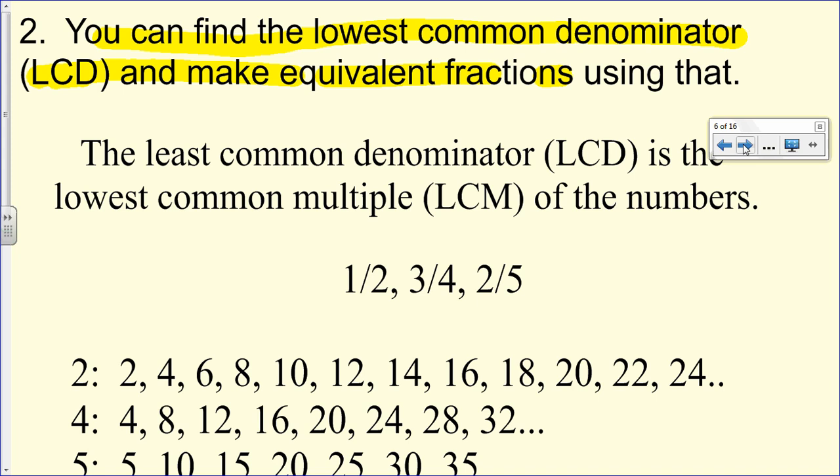The second way is you can find the lowest common denominator, or the LCD, and make equivalent fractions using that. The least common denominator is the lowest common multiple of the numbers. So here's our fractions again: 1/2, 3/4, and 2/5.